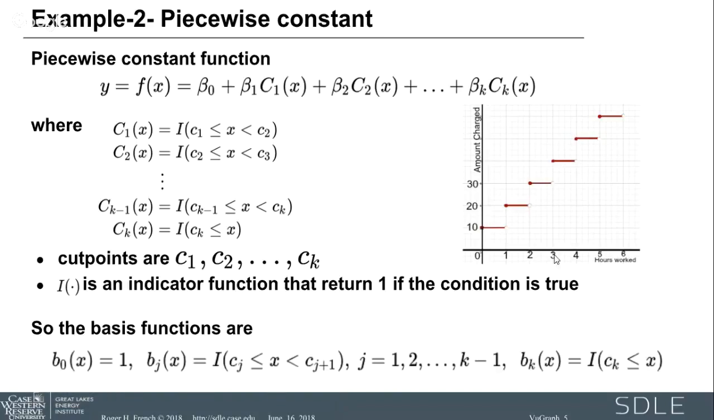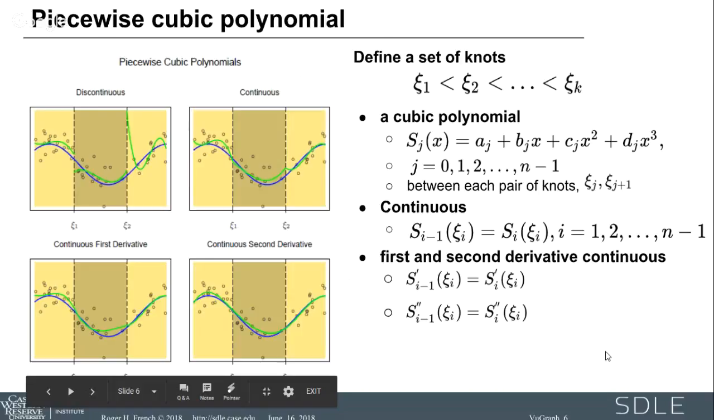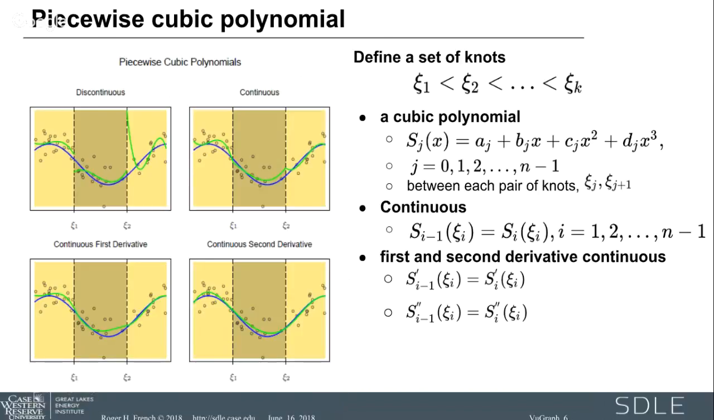Since the piecewise constant divides the whole range of the data into several regions, next we have the piecewise cubic polynomial. You can define a set of knots, xi1 to xiK, which divide the range into K plus 1 regions, and each region will fit a cubic polynomial, which is in this equation.